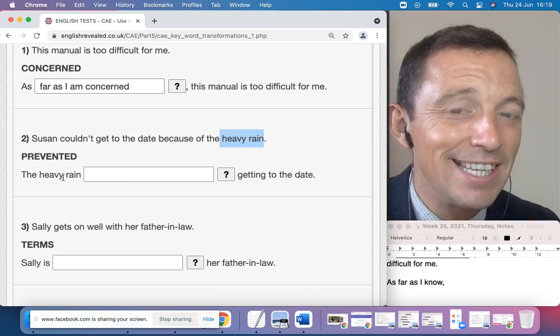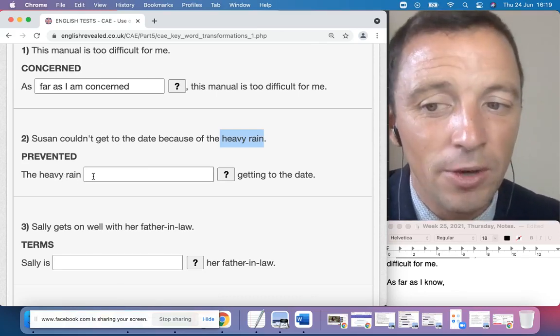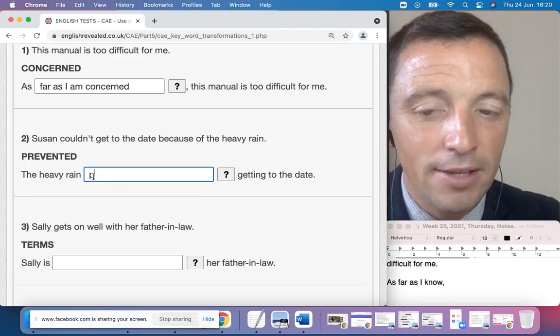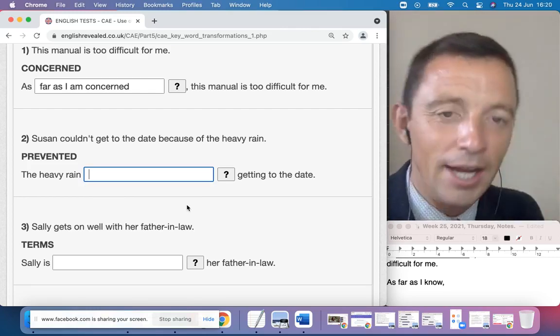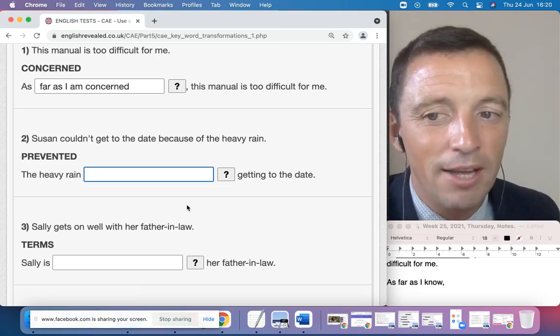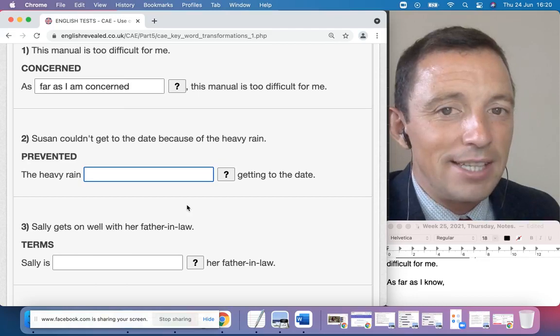So this signifies the passive and the active. Okay, so the heavy rain, well, take your time and you can try this answer as well yourself. And prevent is very, very important.